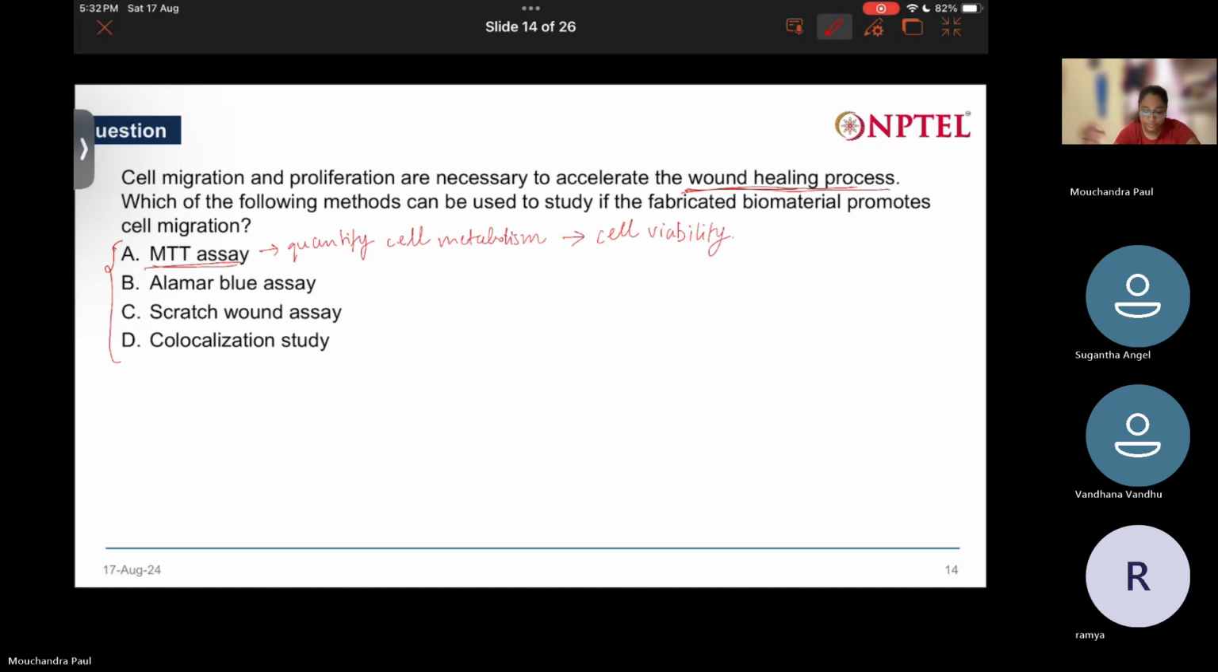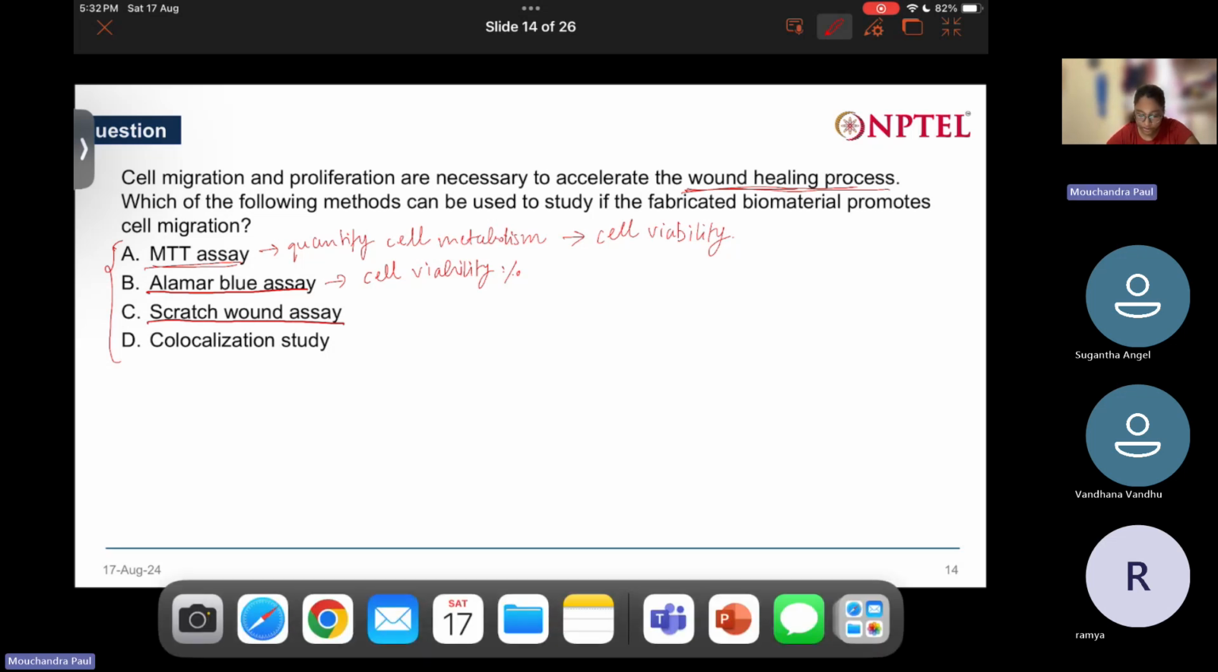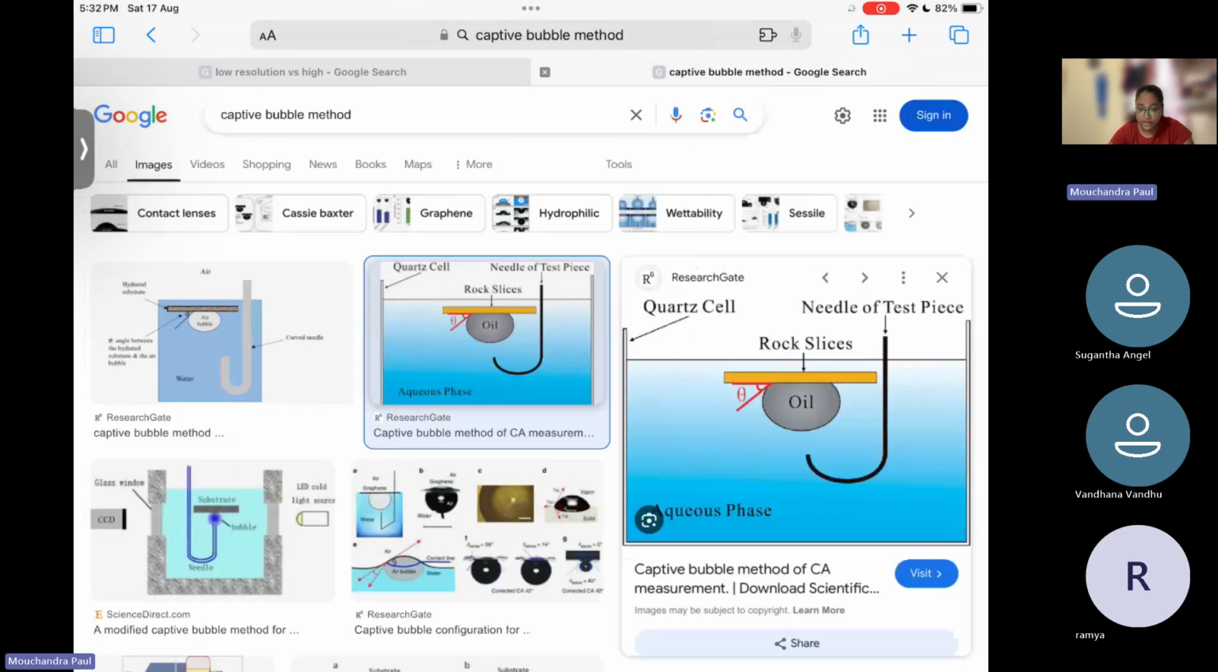Okay. Then the next assay is called Alamar Blue assay. It is very, very similar to MTT assay. The only difference is the type of compound that is used, but the result that it will give is the same. It will also help you to understand the cell viability percentage. Okay. Another assay is called scratch wound assay. So I'll show you an image related to this.